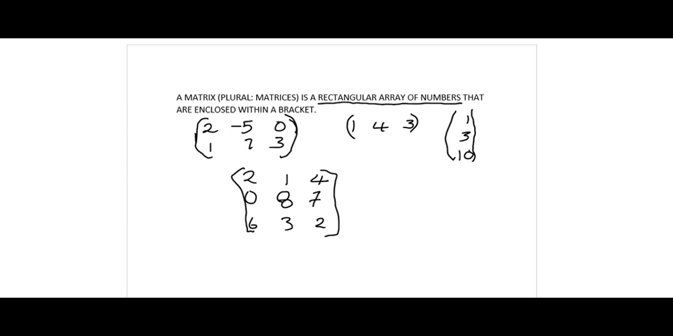Now we have some terminologies used in matrices. We have the elements of a matrix. Elements are the individual numbers that we can get in a matrix. So all these are the elements: 0, 8, 7, 2, 3, 6 are all elements of a matrix.